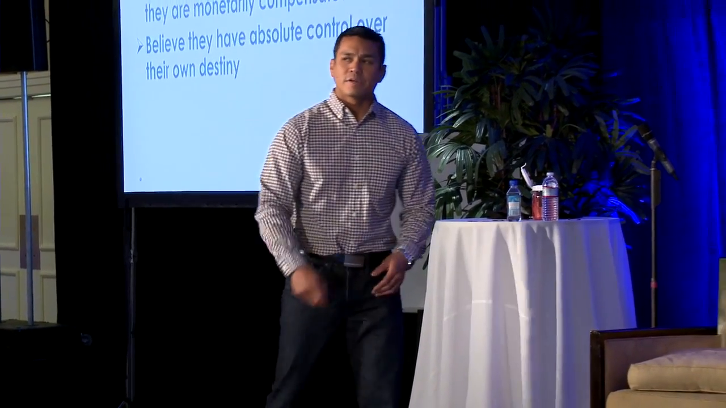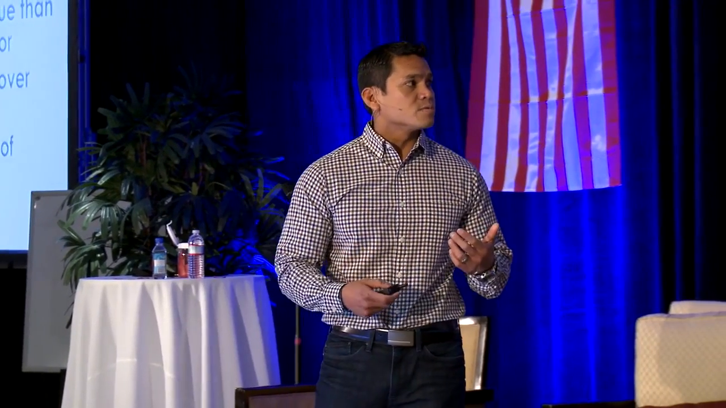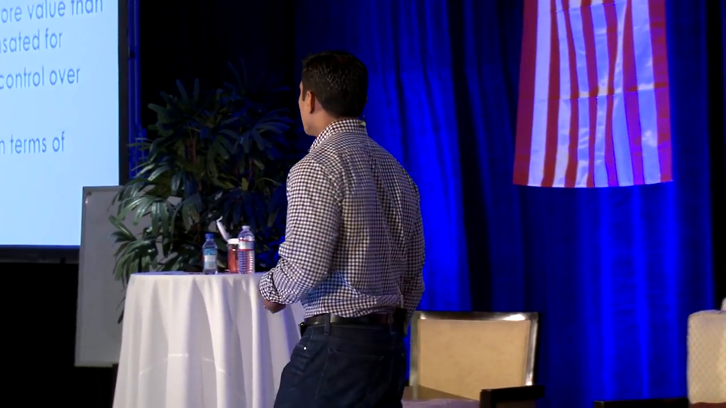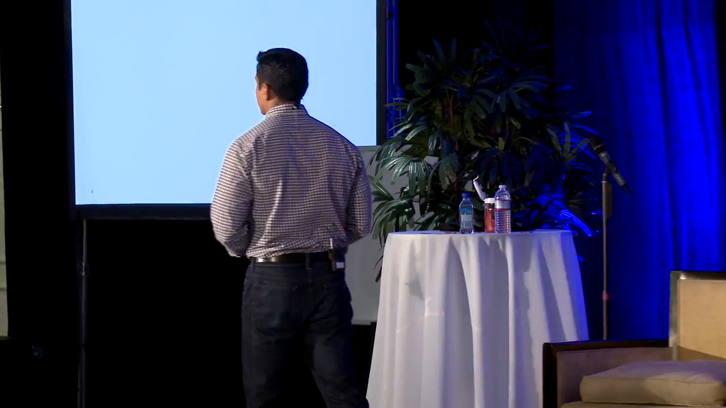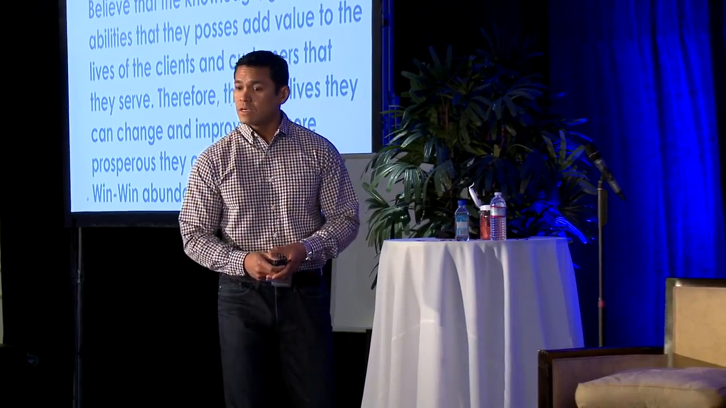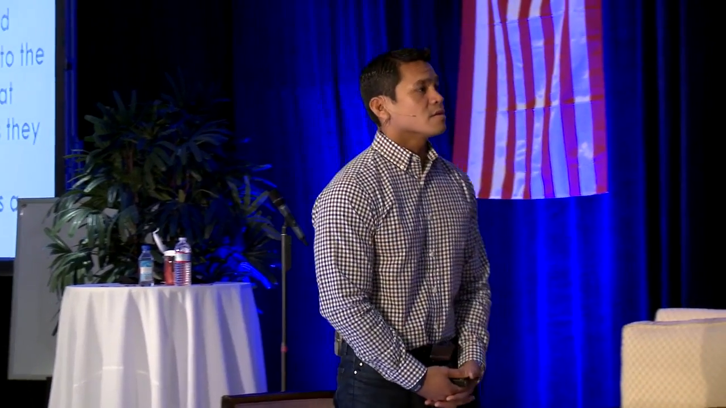Polar opposite, 180 degrees from the scarcity people. They don't view the world in terms of black and white or either or. And what I call people with the abundance mentality is the enlightened entrepreneurs. That's you. That is you out there because you're here, you're sitting here. You took the time to be here. The enlightened entrepreneurs believe that the knowledge, gifts, and abilities that they possess add value to the lives of their clients and customers that they serve. Therefore, the more lives they can change and improve, the more prosperous they can become. This is a win-win abundance mindset.